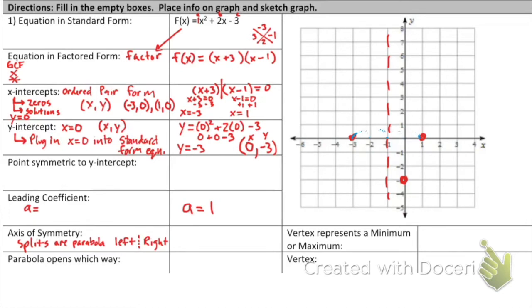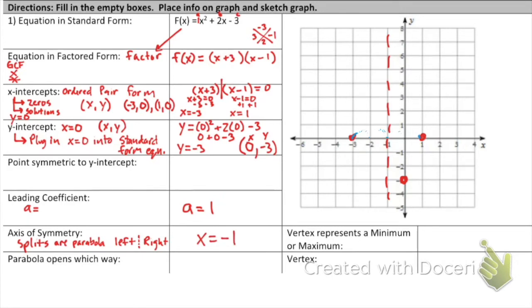Okay, so my axis of symmetry is an equation. It's always x equals to the vertical line that splits. So if you look, my vertical line goes through what x number? It goes through -1. So my axis of symmetry equation is x equal to -1. So as a reminder, sorry, I put that in the wrong spot. Sorry, guys. Our axis of symmetry is x equal to -1.